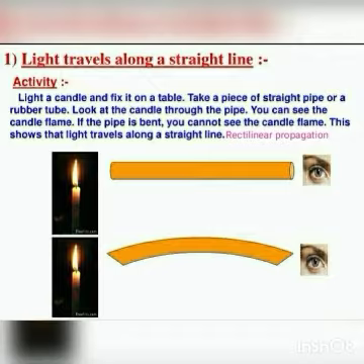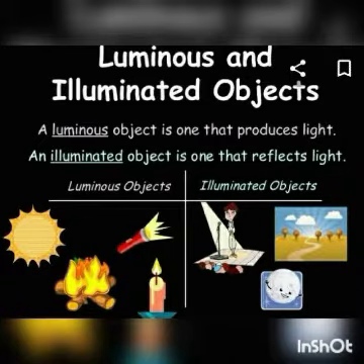So what that means is, if the pipe is bent, we can't see the lighted object. So light always travels only in a straight line. Another name for this is rectilinear propagation of light. What is that? Rectilinear propagation of light.